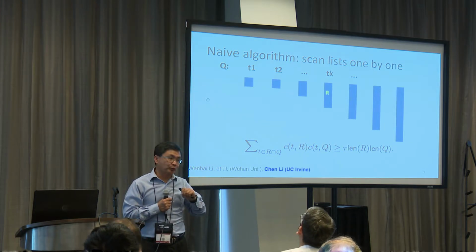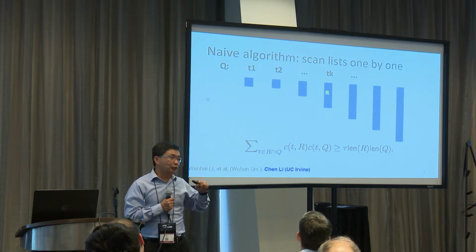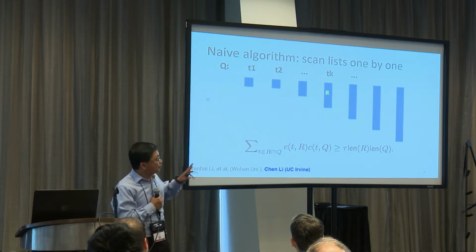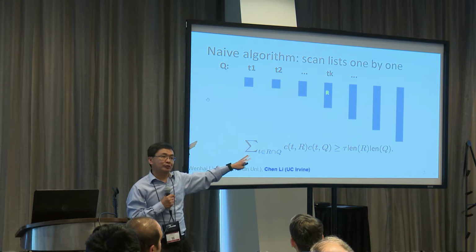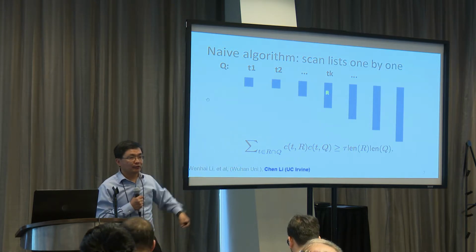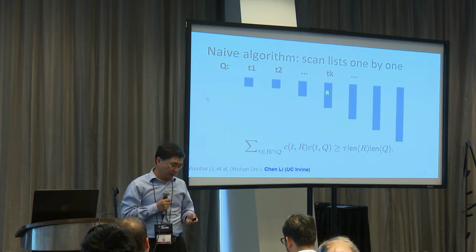The naive algorithm is very simple. We go through the tokens in the query, and for every token, we have an inverted list. So we go through all the lists, and for every record, we have this function, and as long as this function is satisfied, this is a candidate. This is a very naive method.